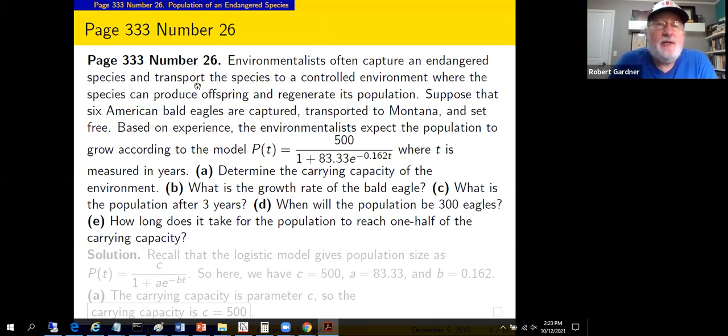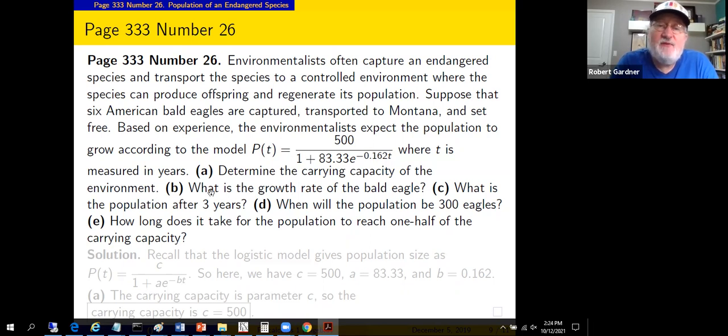Environmentalists often capture an endangered species and transport the species to a controlled environment where the species can produce offspring and regenerate its population. Suppose that 6 American bald eagles are captured, transported to Montana, and set free. Based on experience, the environmentalists expect the population to grow according to the model P of t equals 500 divided by 1 plus 83.33 e to the negative 0.162 t. T is measured in years. So for our purposes, this is the function we're interested in.